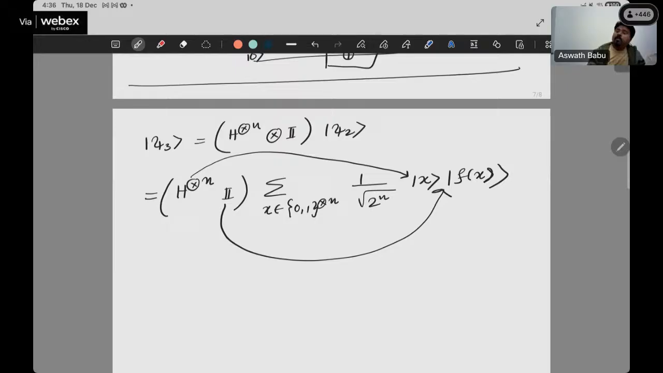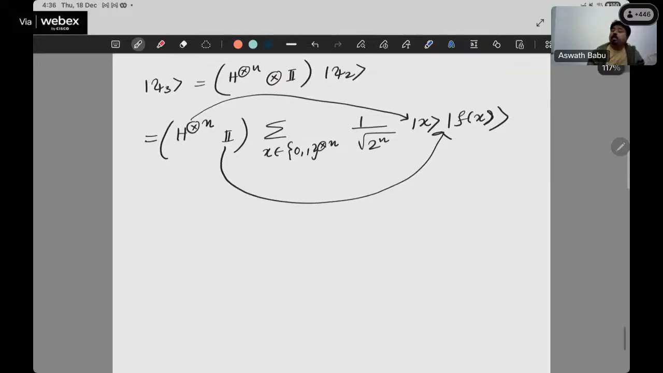But by the way, yesterday we also derived one more thing. What is that one more thing we derived? H acting on any x is equal to the summation over z belongs to {0,1} of minus 1 to the power of x into z, z ket. This relation we derived.